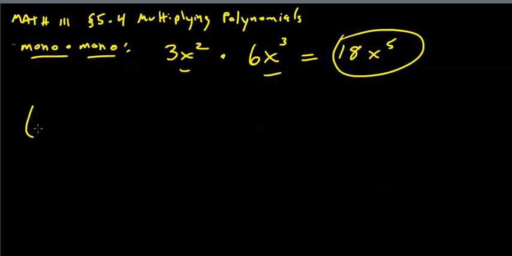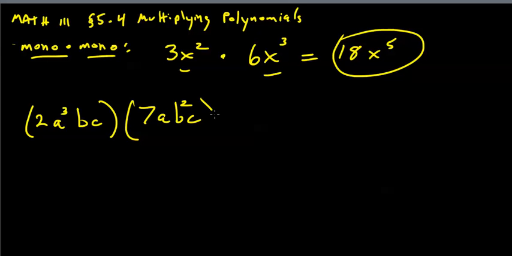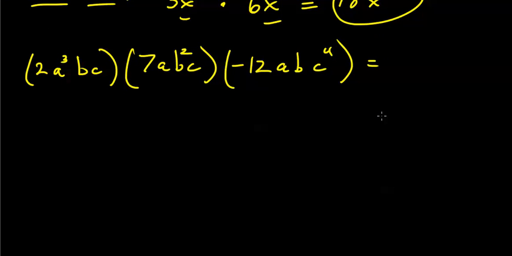Let's get something a little nastier. 2a cubed bc times 7ab squared c times minus 12ab c to the 4th power. Here I've got a string of 3 monomials being multiplied, and of course I can apply my associative law and commutative law of multiplication, meaning in a string of factors being multiplied, I can multiply any 2 or 3 that I like at any time.